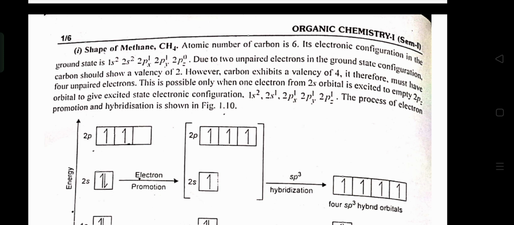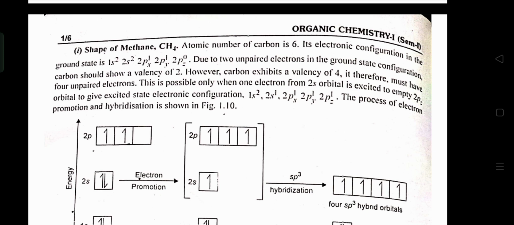Atomic number of carbon is 6. So its electronic configuration in the ground state is 1s2, 2s2, 2px1, 2py1, 2pz0. Due to two unpaired electrons, the ground state of carbon should show a valency of 2. However, carbon exhibits a valency of 4. It therefore must have 4 unpaired electrons.